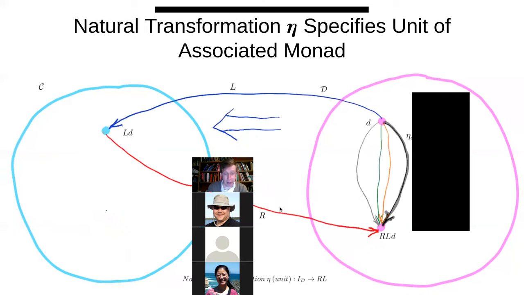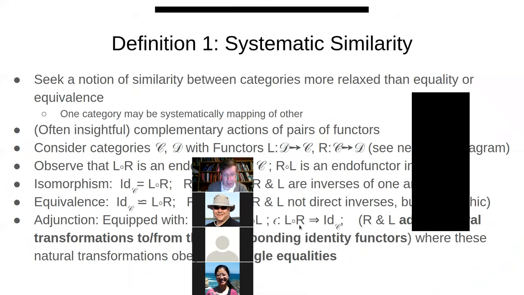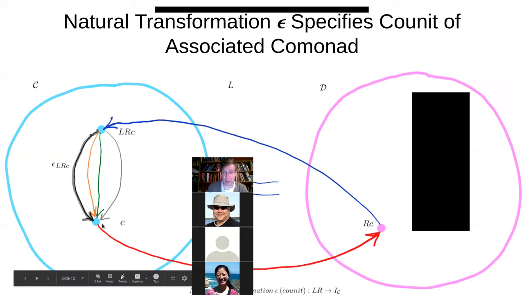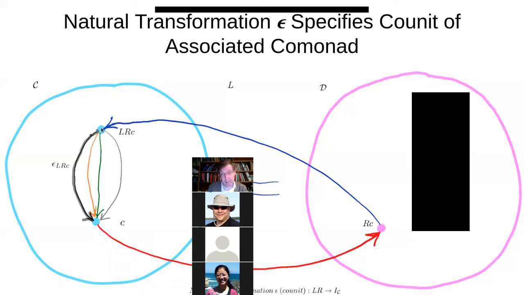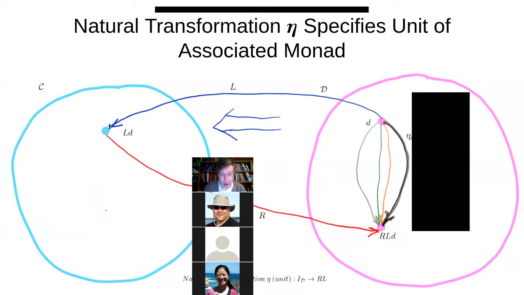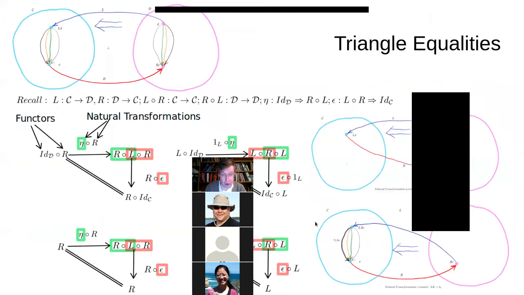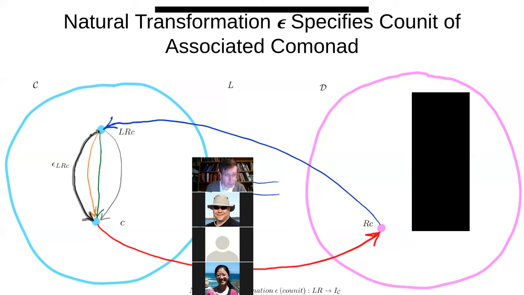And we're mapping here from things as they would be mapped by that endofunctor, L after R, into as they would be mapped by the identity endofunctor in C. The identity endofunctor in C just maps C to C. LR, by contrast, maps it to LRC, kind of by definition. The natural transformation from one to the other, that's what that double arrow is. It's a natural transformation. It will map from LRC to C. That's one component of it.